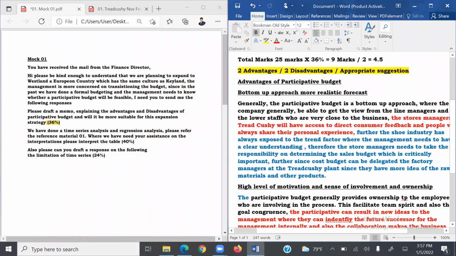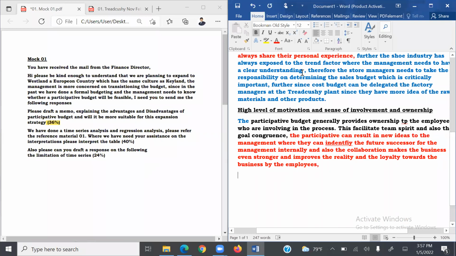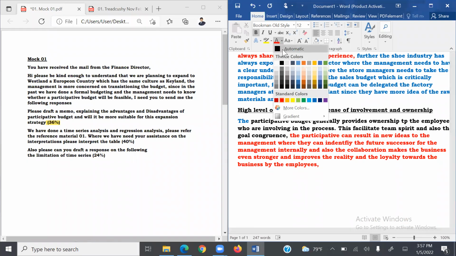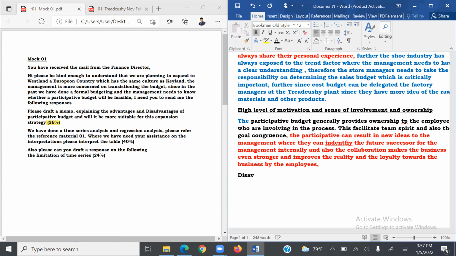Now, students, if you do not mind, can we work on the disadvantages? Is it possible for you to give an answer of disadvantages of participative budgeting? So let's use the chat box, and then you can give the disadvantages of participative budgeting, students. I am waiting for your response.